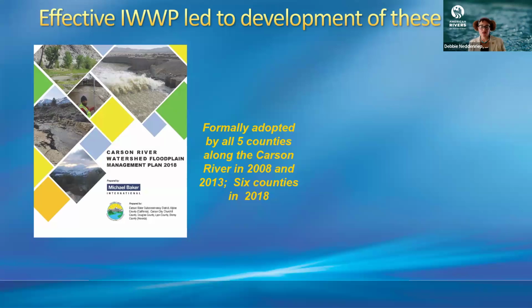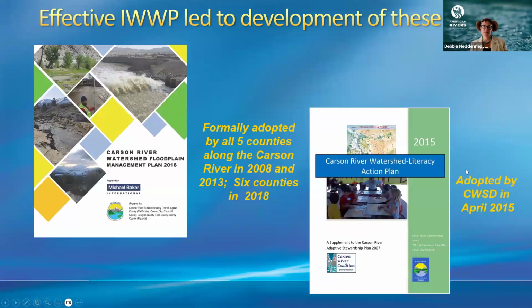We had the 6th county go ahead and join our board and adopt it. They aren't next to the river, but they have adopted the plan. And so because of this integrated watershed process, it led to the development of this plan. And click if you would.